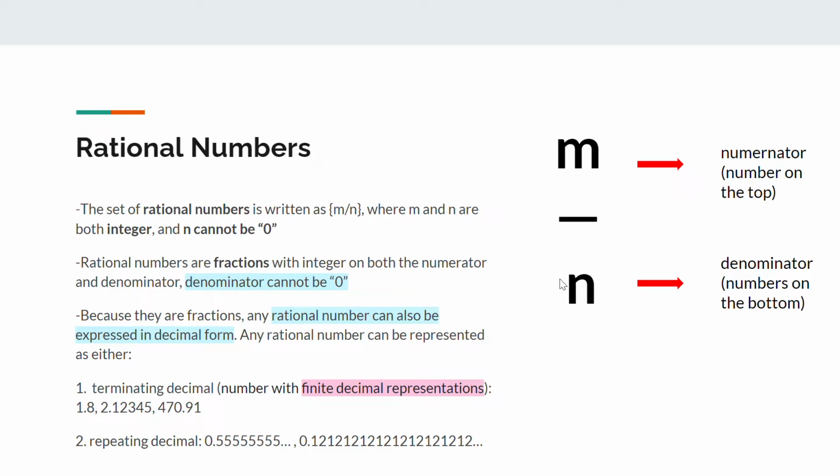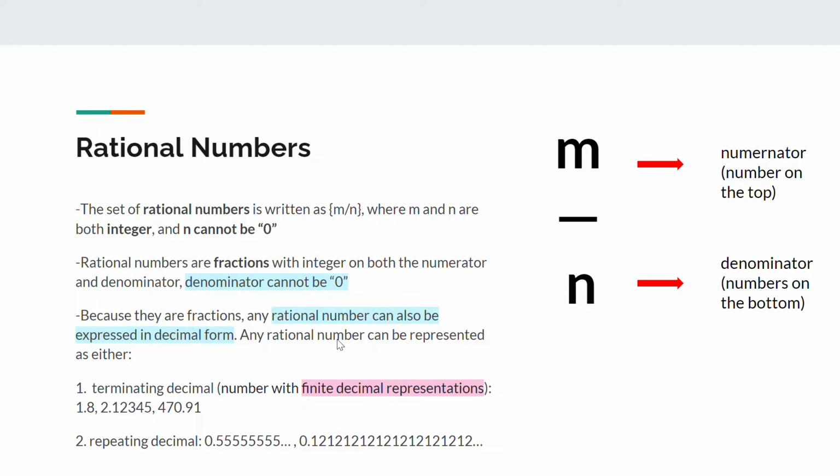Notice that the denominator couldn't be 0, because otherwise it couldn't be defined. You couldn't have 0 on the bottom. So rational numbers are fractions with integers in both the numerator and the denominator, where the denominator can't be 0. It is pretty important. Because they are fractions, any rational number can also be expressed in decimal form.